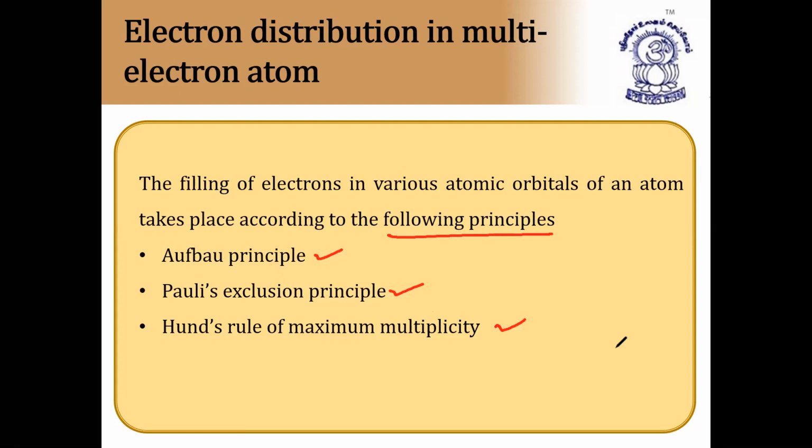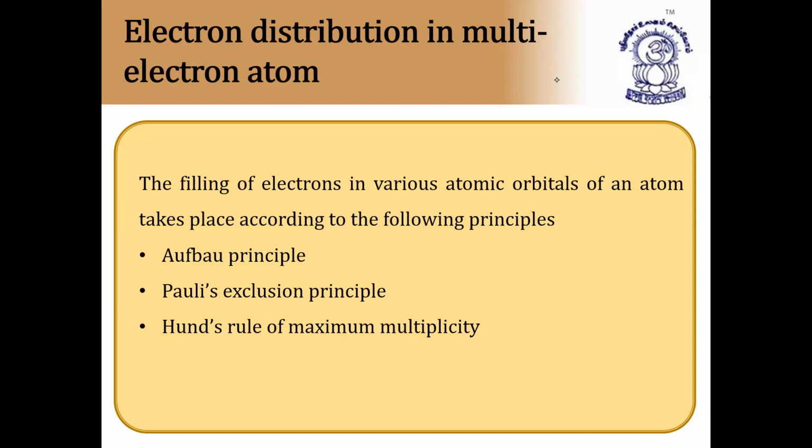Both are the same, and it depends on the pronunciation. So based on these three principles, electrons are filled in an atom or element. What are those? First one, Aufbau principle. Second one, Pauli's exclusion principle. Third one, Hund's rule of maximum multiplicity. Based on these three, we can fill the electrons accordingly in the particular orbitals.